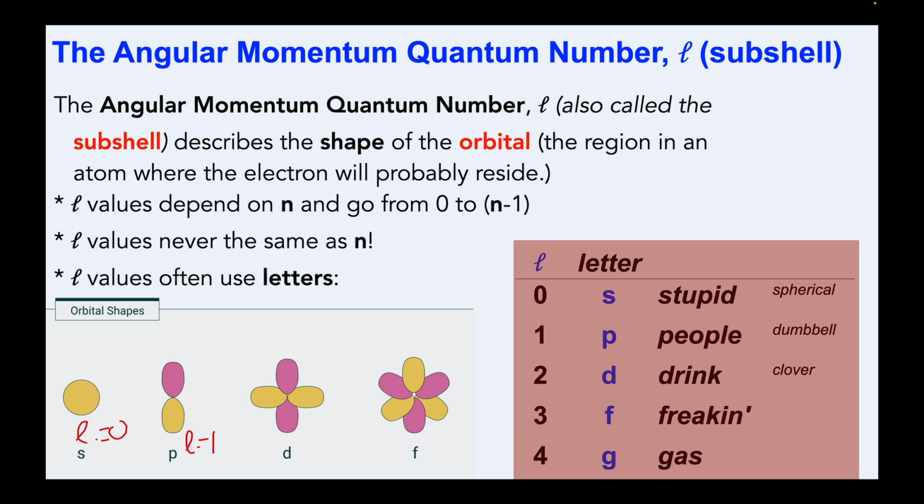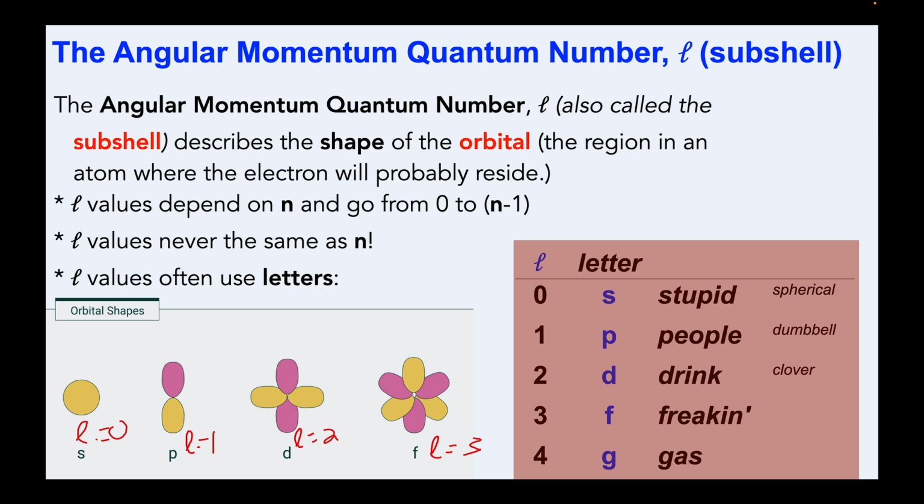L equals 1 looks like that figure 8. People call it a dumbbell. Whatever, that doesn't work for me, but that's fine. Anyway, L equals 2 is the D. That's like 2 figure eights. Sometimes people call it a clover. L equals 3, I don't know of a name. I call it 3 figure eights, whatever. L equals 4, you can imagine would oftentimes be 4 figure eights, etc. But SPDFG corresponds to L's of 0, 1, 2, 3, 4.